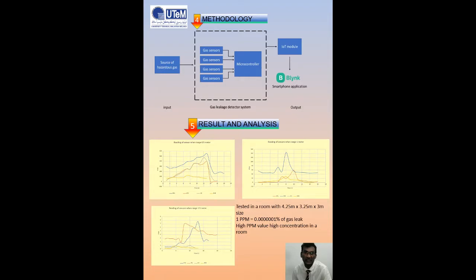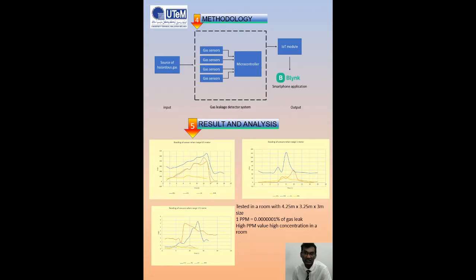Then the implementation of IoT in this prototype is achieved by using ESP8266 and the Blynk application. The ESP8266 is a low-cost Wi-Fi microchip with a full TCP/IP stack and microcontroller capability. This enables us to connect Arduino Uno to the Blynk cloud server.